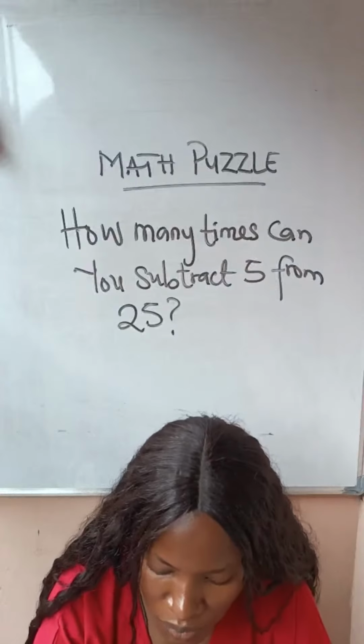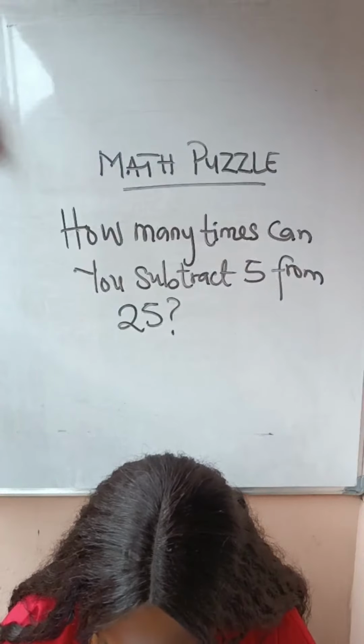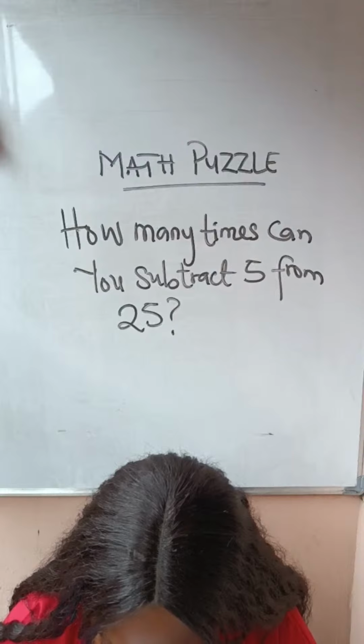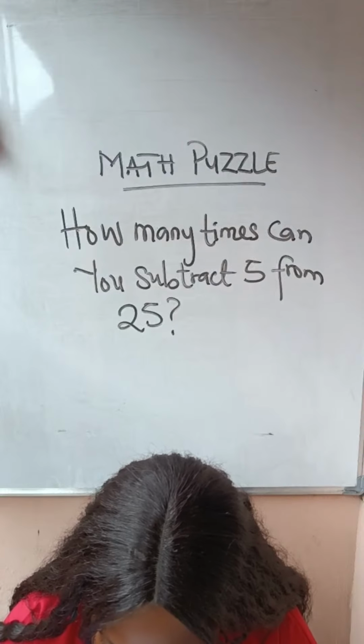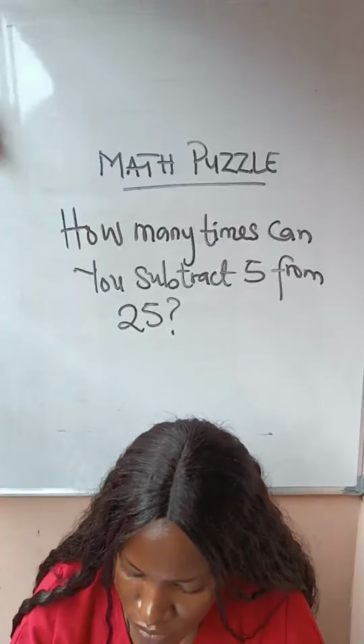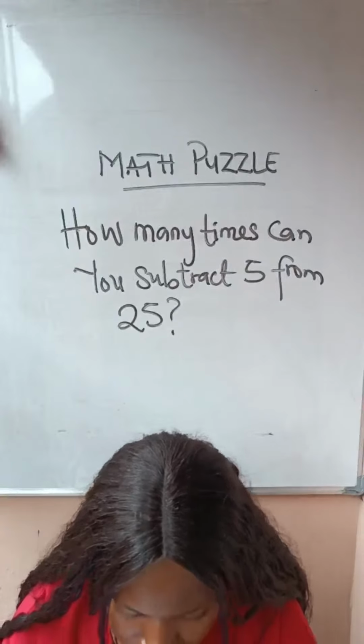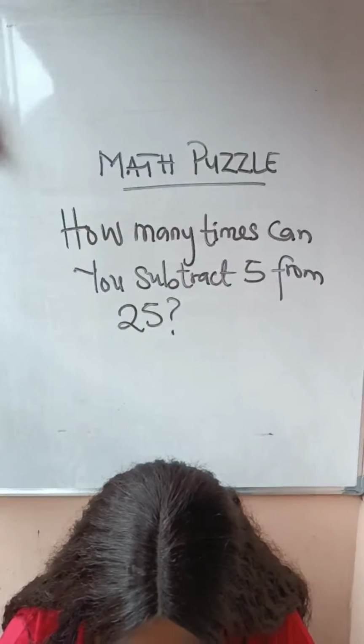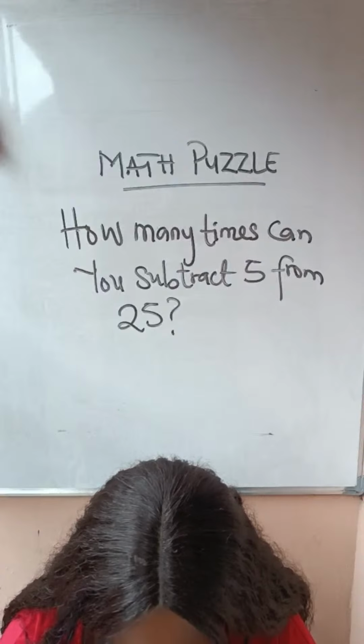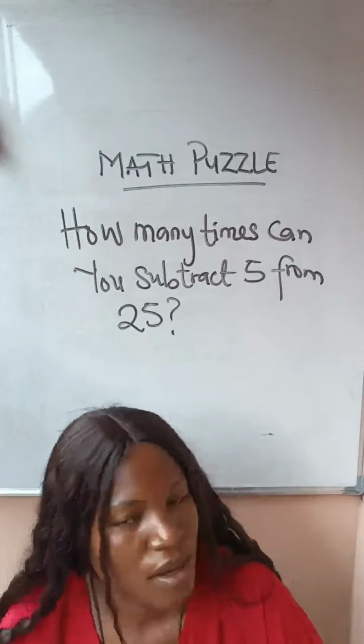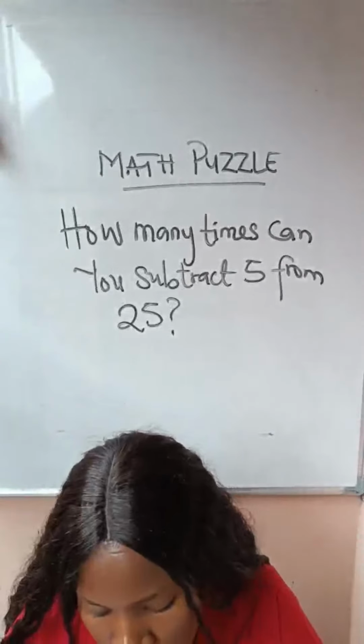Okay, someone dropped a question. She said 12 minus 12 times 12 divided by 12. Okay. So let's go. How many times can you subtract 5 from 25?